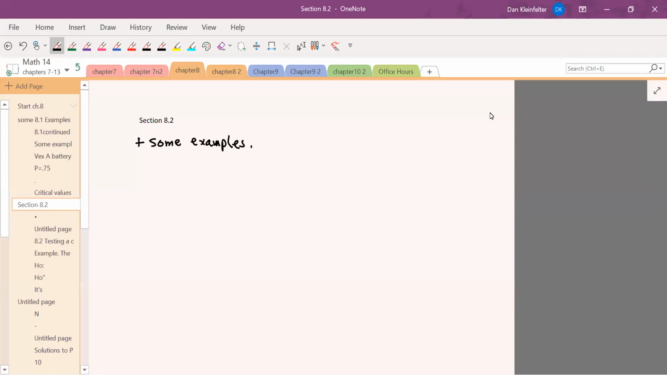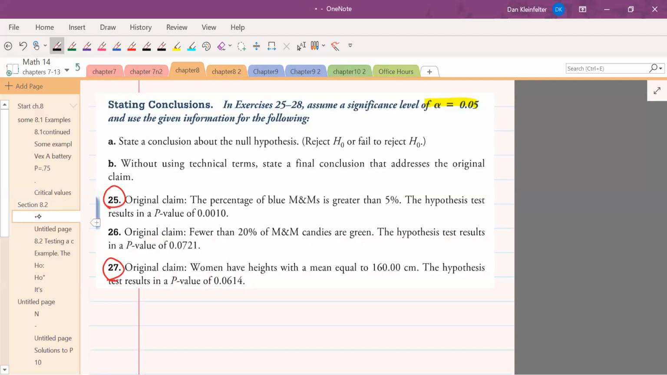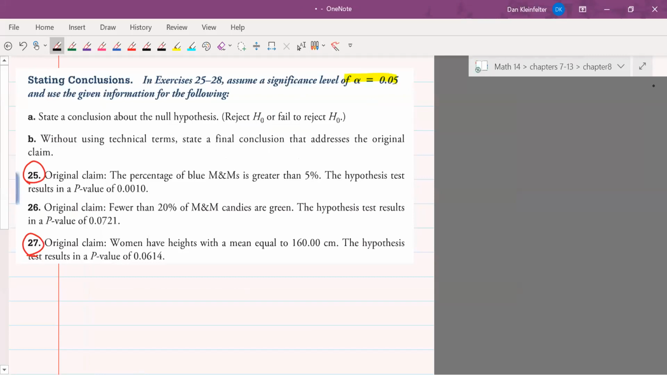Welcome back, everybody. In this video, we'll be doing just a couple more examples from section 8.1 and then getting started on section 8.2. In this first couple of examples, 25 and 27, we're to assume a significance level of 0.05 for alpha. In part A, we'll state a conclusion about the null hypothesis, and then without using technical terms, state a final conclusion that addresses the original claim.